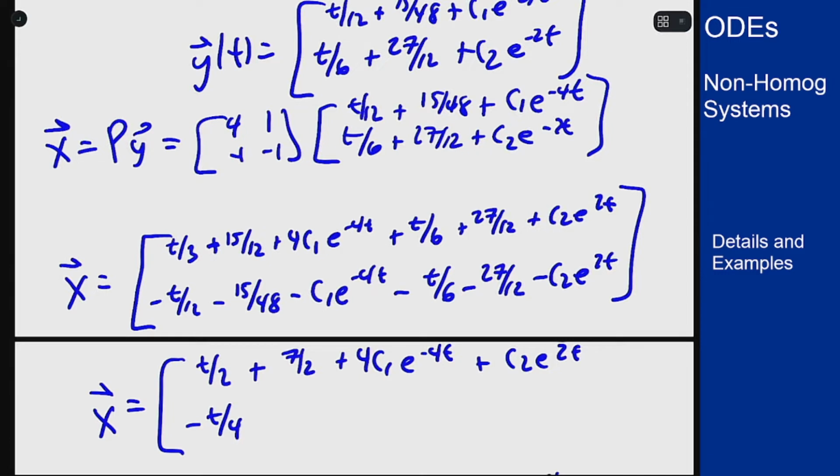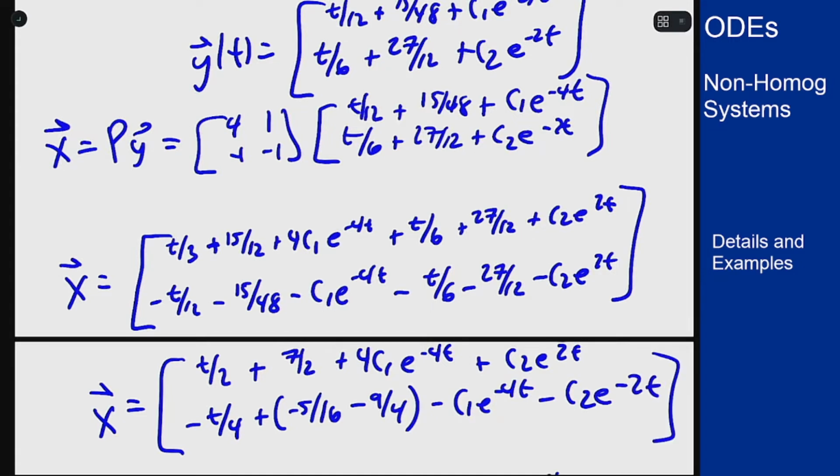57 over 48 simplifies to 5 over 16. 27 over 12 simplifies to 9 over 4. And our other two terms stay, the c2 e to the minus 2t. 9 over 4 is 36 over 16, meaning this here is a negative 41 over 16.